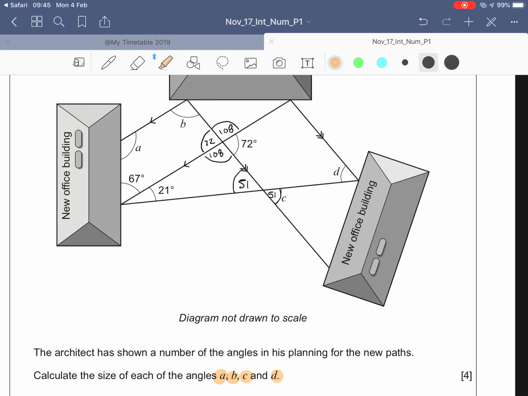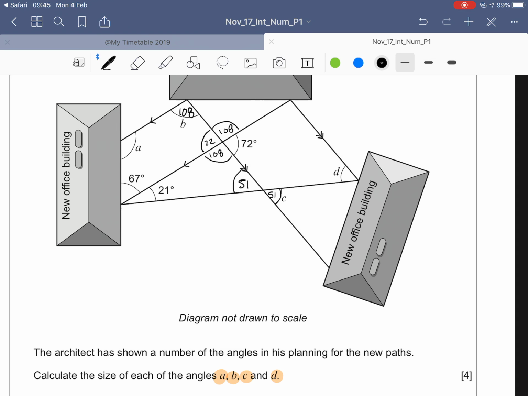Okay, so look at these parallel lines. I can see a pair of parallel lines here, and a pair of parallel lines can make an F angle. So this angle of 108 would be exactly the same as the angle marked with B, which would also be 108. So I'll get rid of my highlighter and put my 108 on the diagram.